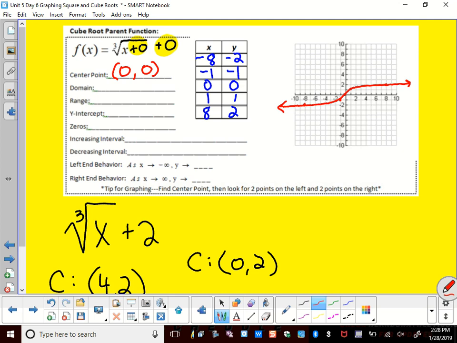All right, so my domain for cube root parent functions, or cube root functions, I'm going left as far as I can. I'm going right as far as I can. They both have arrows. So my domain should be what? How far left and right do I go? Yep, negative infinity to positive infinity. Good. Same with your range, okay? As your graph keeps stretching out, it's going to go lower and higher. So that will also be negative infinity to positive infinity.